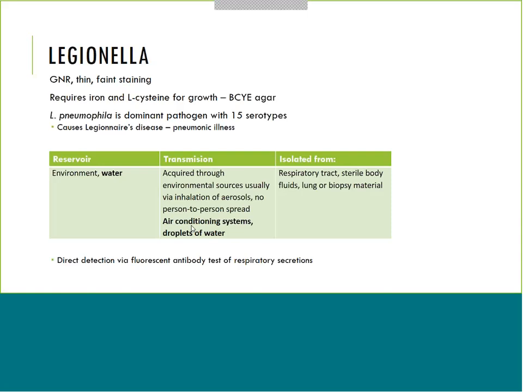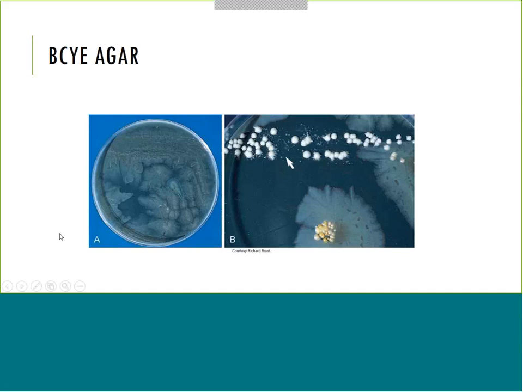It's still seen. So you will isolate this from the respiratory tract, typically, because it is causing a pneumonia-type illness. You can directly detect it if you want through a fluorescent test, which is a popular thing to do. Here's the BCYE agar. It is buffered charcoal yeast extract, so it's charcoal. That's why it's black-looking agar.